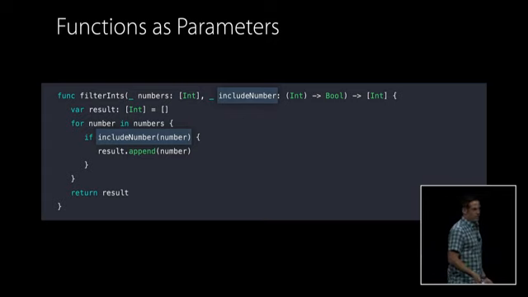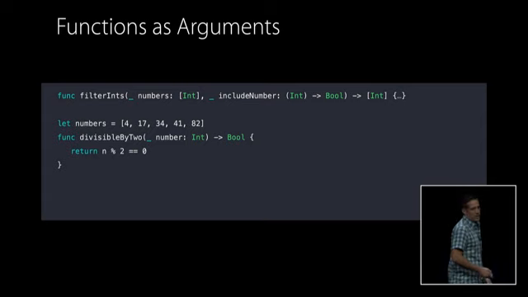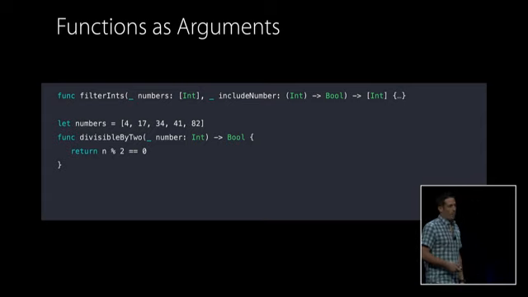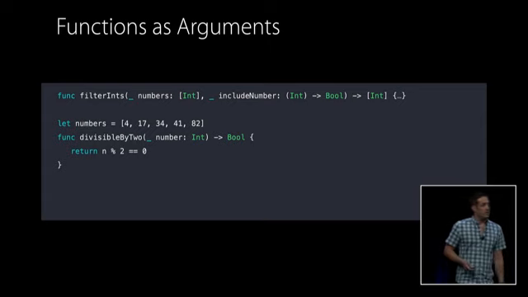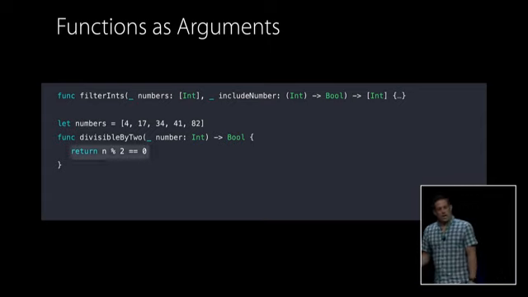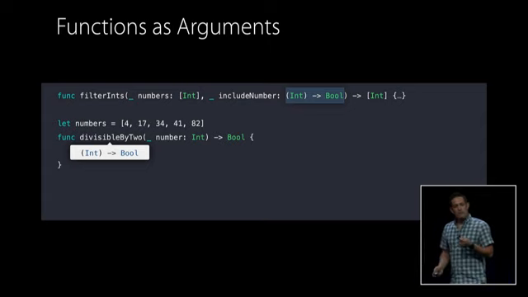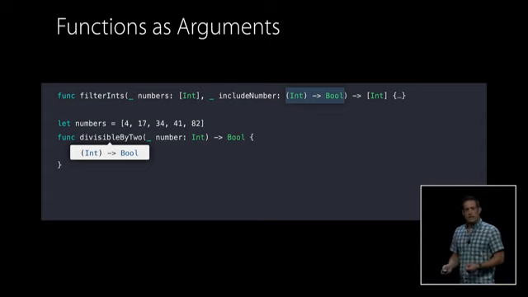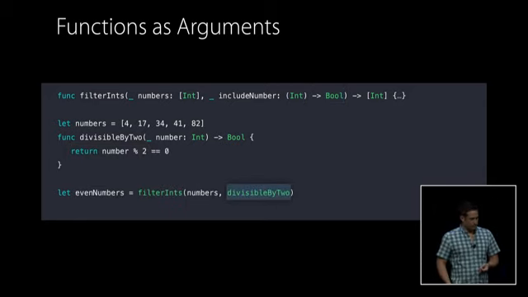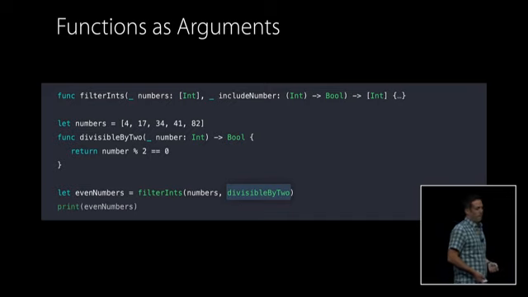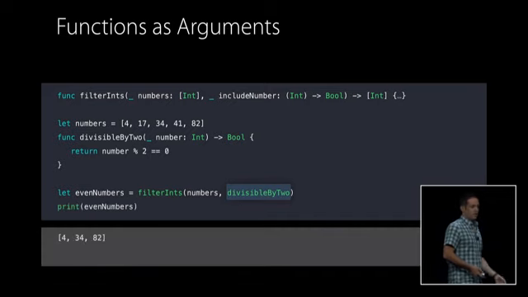But how do you call one of these kinds of functions? Well, first you're going to need some values to pass into filterInts. So here's an array of numbers and a simple function called divisibleBy2 that indicates whether an integer is even. As you can see, the type of divisibleBy2 matches exactly the type of the includeNumber parameter. So that means we can pass the divisibleBy2 function as an argument to filterInts. You do this by simply passing in the name of the divisibleBy2 function. And now you've got an array of only the even numbers.